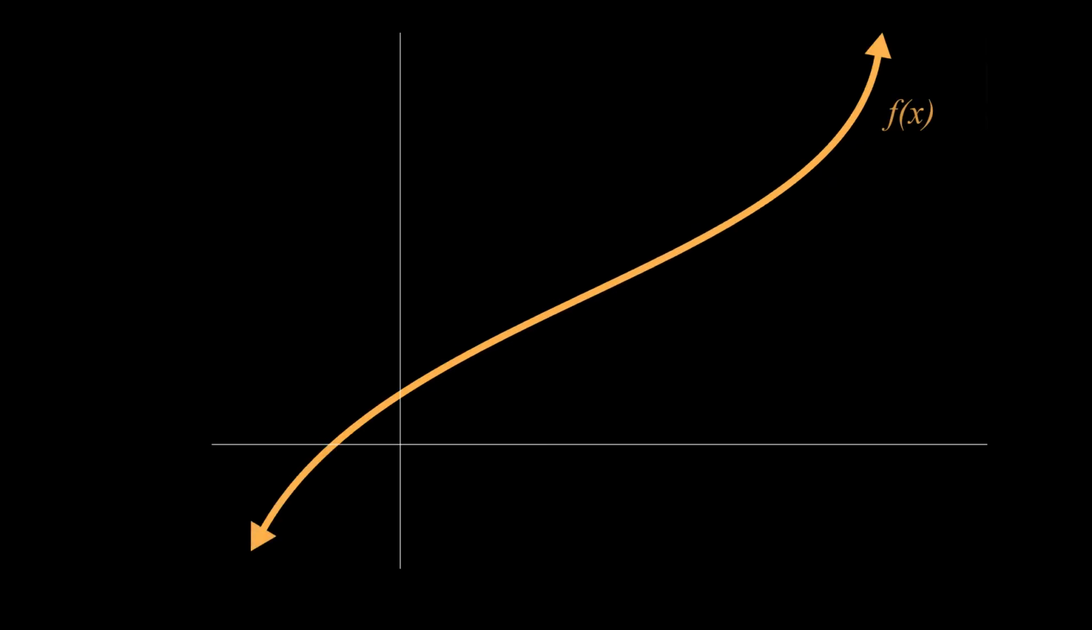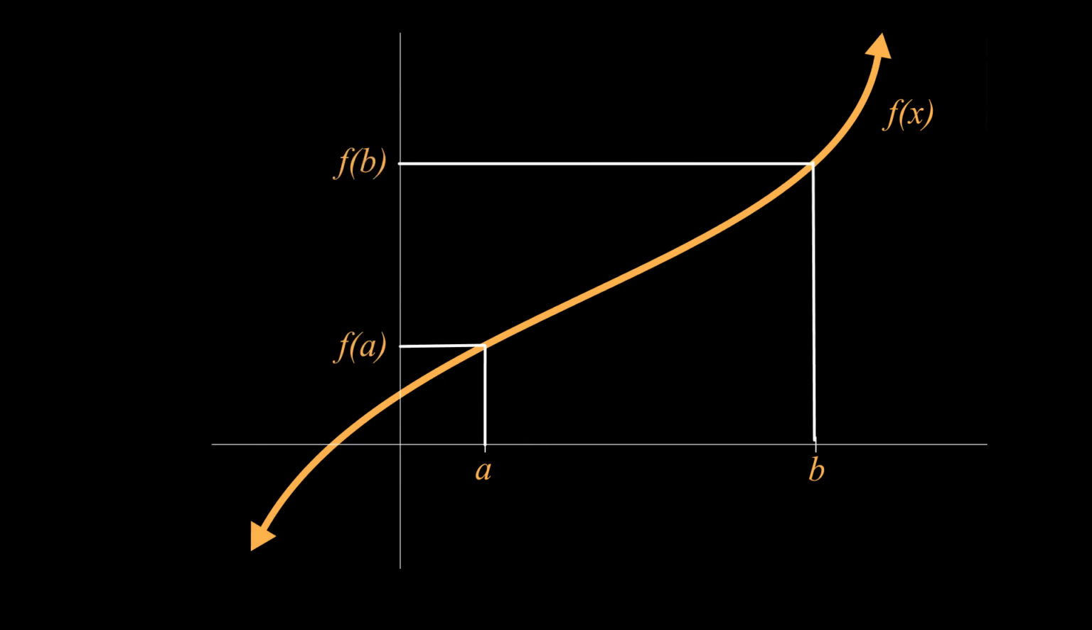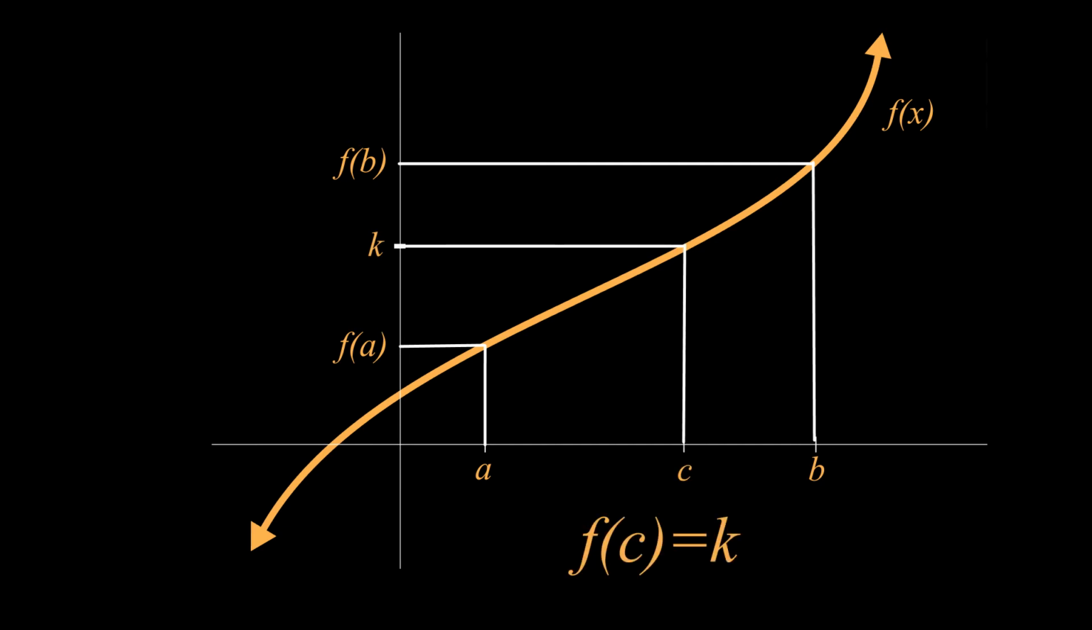So here we have a function, and along the x-axis from a to b, it is continuous. We can clearly see that f of a is not equal to f of b. So now if we choose a value k that lies between f of a and f of b, there must be some value c between a and b such that f of c is equal to k. As long as k lies between f of a and f of b, c will lie between a and b.